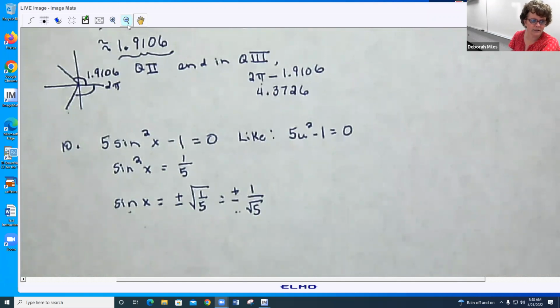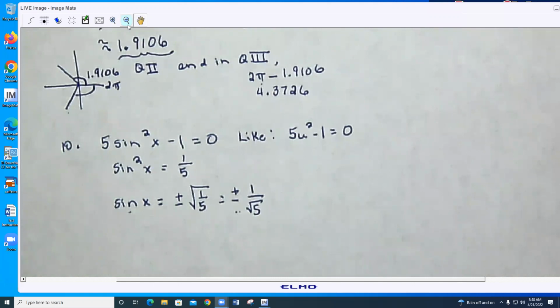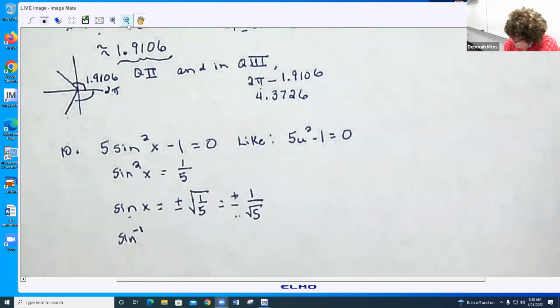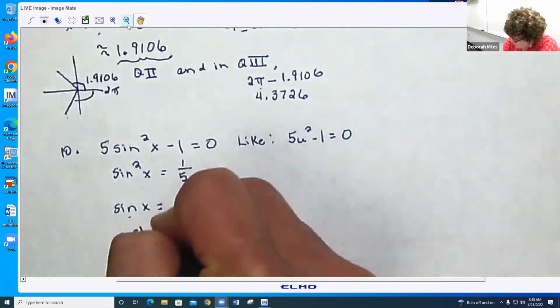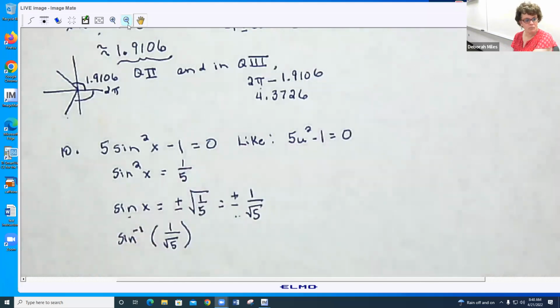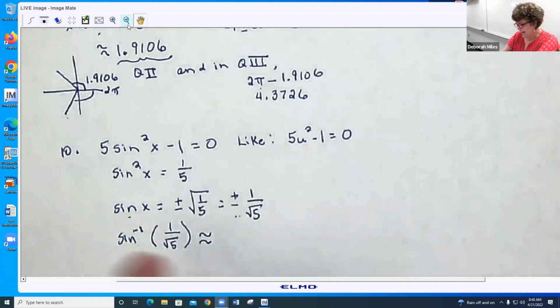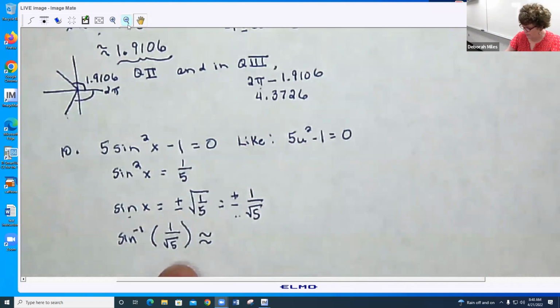It's a calculator button. It's inverse sine. Yes, thank you, Kobe. I could say inverse sine of 1 over square root of 5. Find out what that is, and then use that answer to get the answers in the other 3 quadrants. Now, I got that to be about 0.4636. Is that what you're getting?